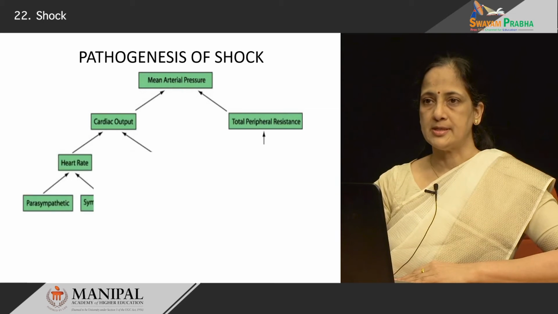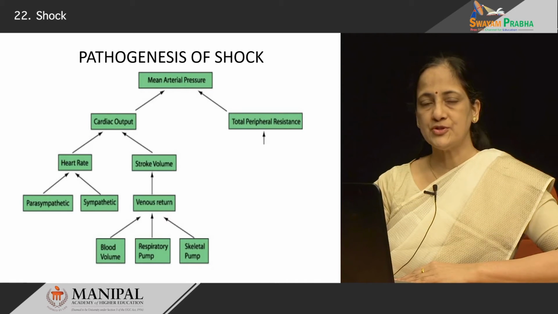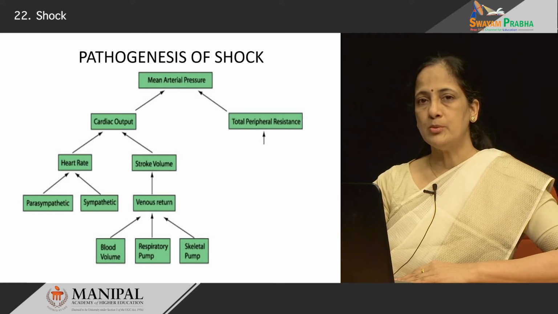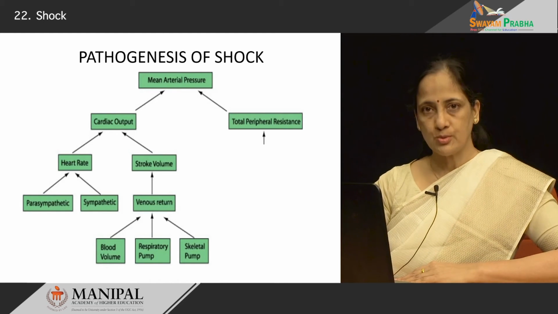The cardiac output in turn depends upon two factors, the heart rate and the stroke volume. The heart rate is balanced by the parasympathetic and sympathetic factors. The stroke volume depends on venous return, and that in turn depends on the blood volume that is circulating, as well as the respiratory pump, which causes a negative pressure ensuring venous return to the heart, as well as the skeletal pump, which squeezes the veins at the periphery, ensuring that the venous return is pushed towards the heart.